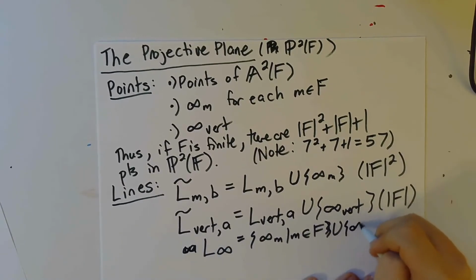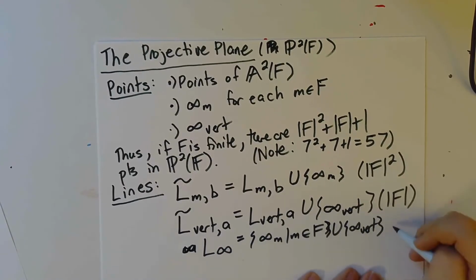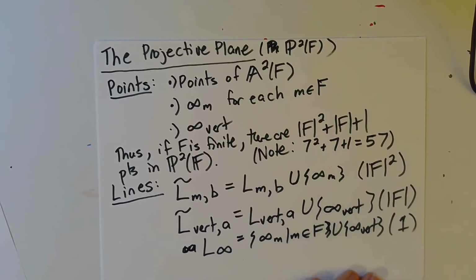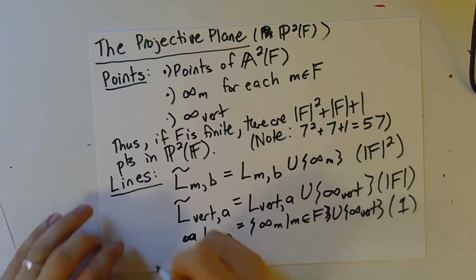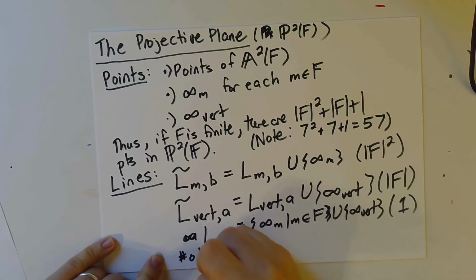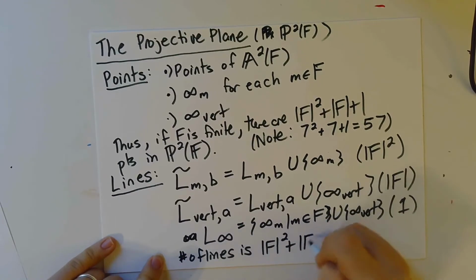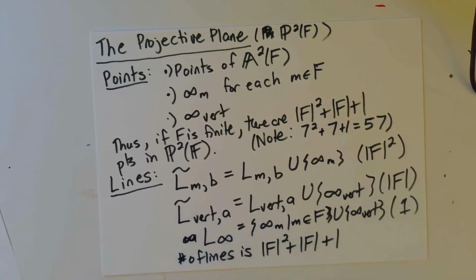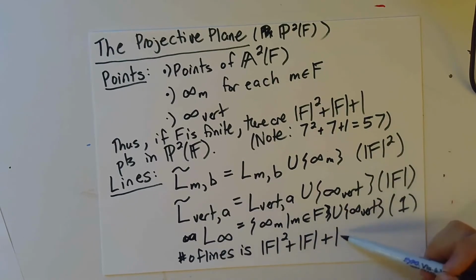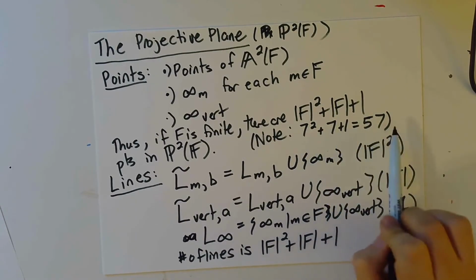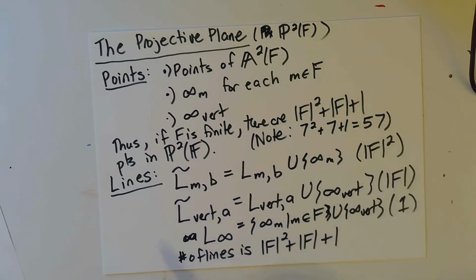Union, infinity sub vert. And there's only one of these. So in total, my number of lines is size of F squared plus size of F plus 1. Again, same note: 7 squared plus 7 plus 1 is 57. So if I take F to be the field with 7 elements, I indeed get 57 total lines, like I am hoping for.